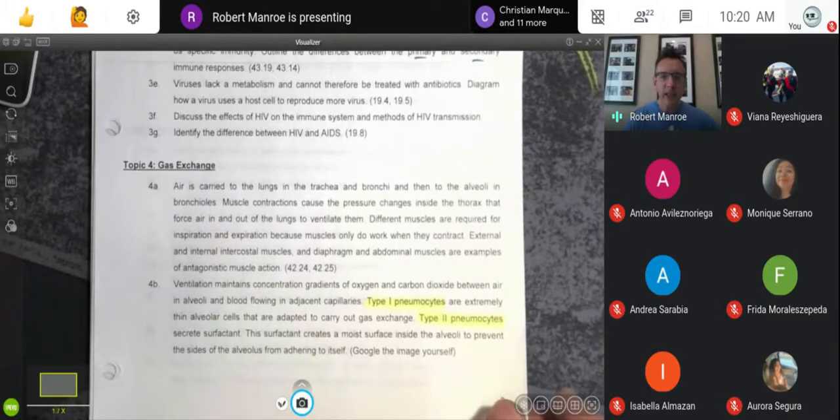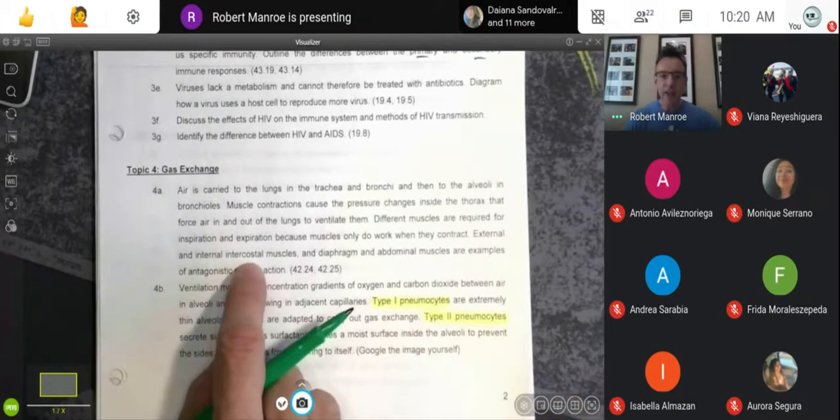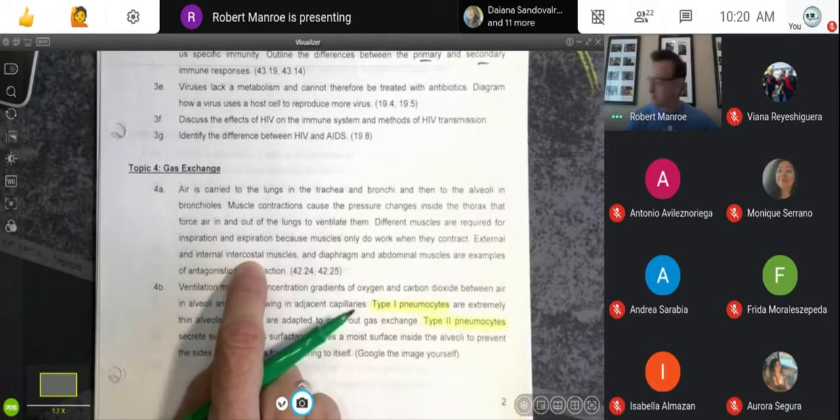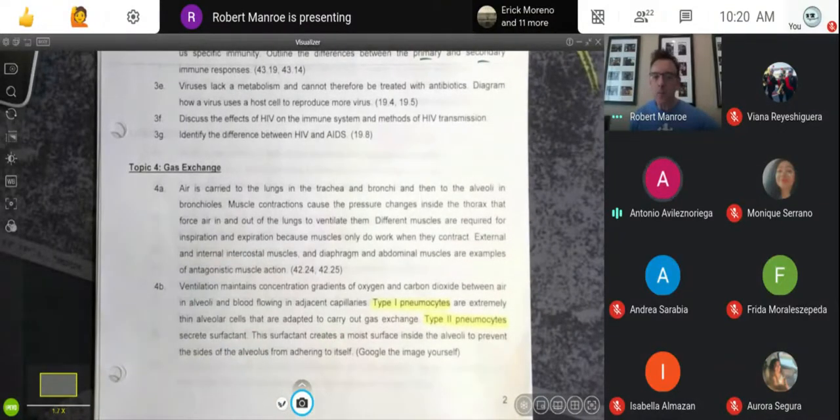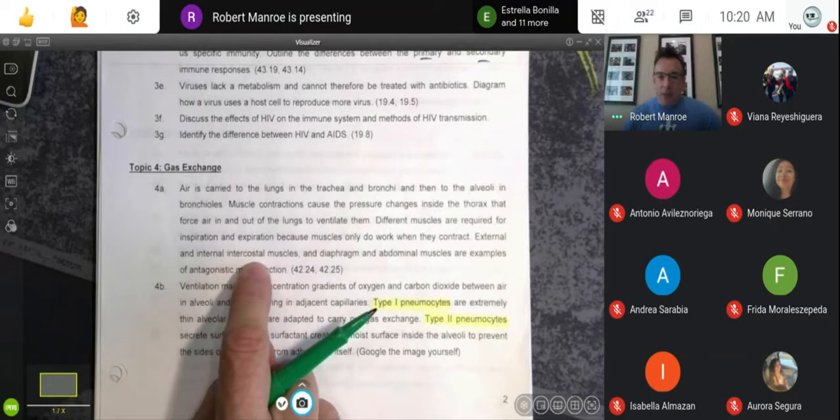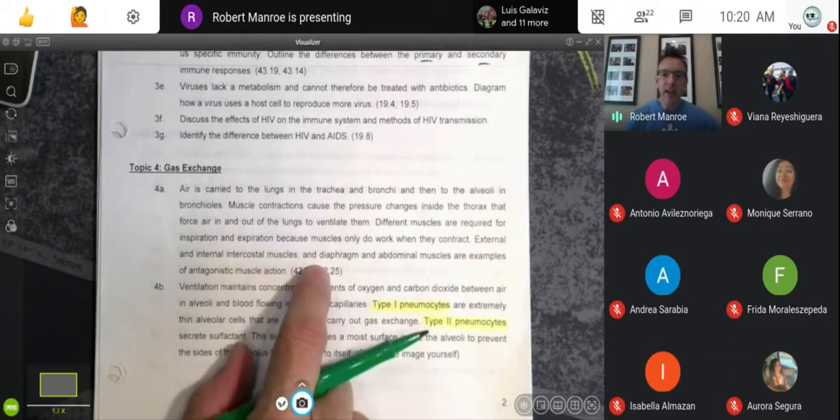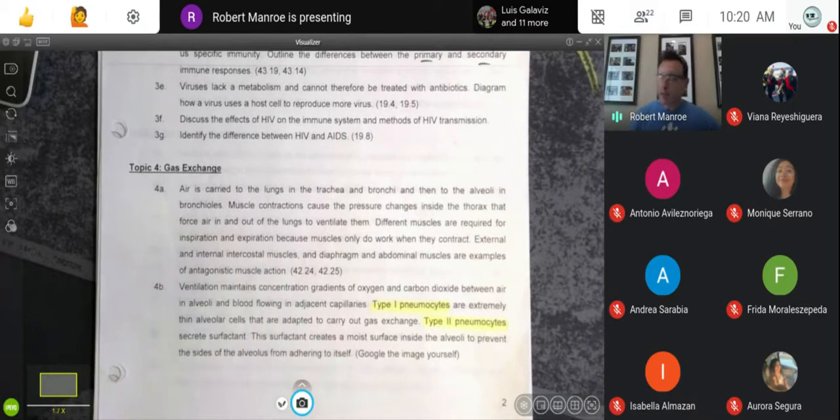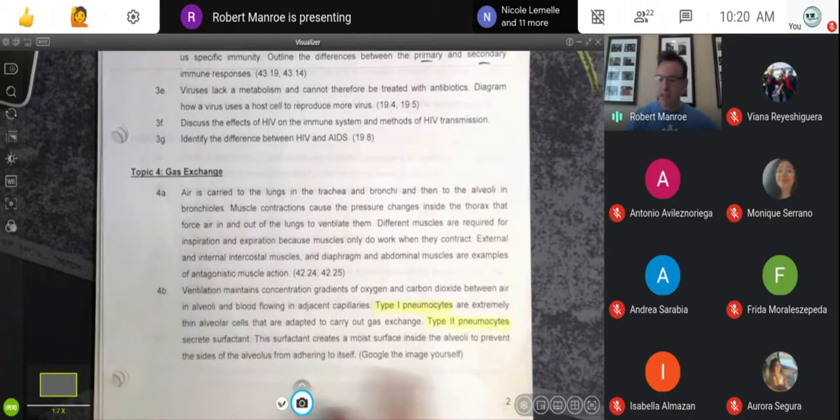External and internal intercostal muscles. Fancy word. Have you guys ever eaten ribs? Yep. The meat that you eat, if you eat ribs, those are intercostal muscles, and those are the muscles that organisms use to breathe, in addition to the diaphragm and abdominal muscles. And then we will talk about what's called an antagonistic or opposite muscle action.